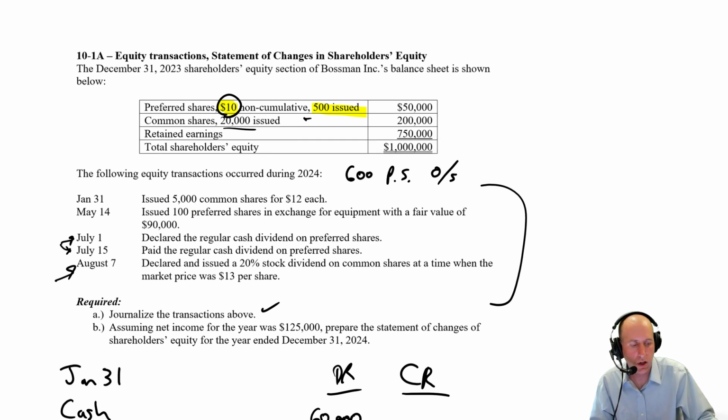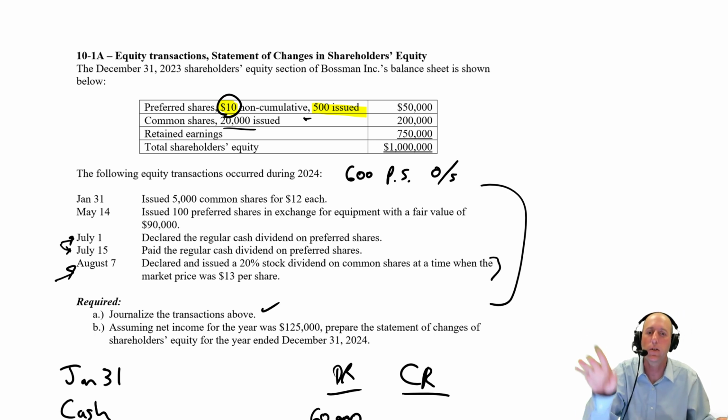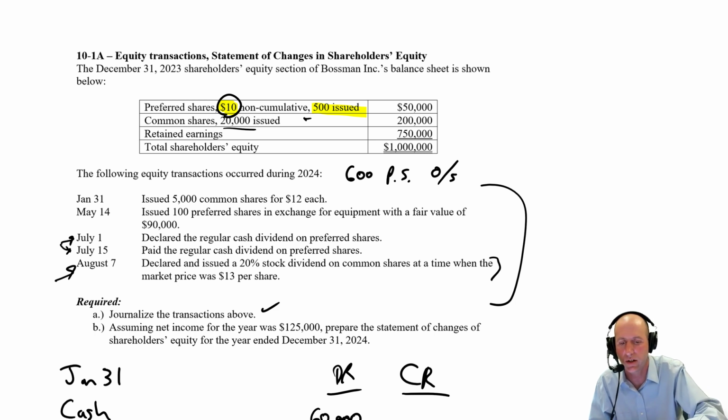Now, what is a stock dividend? It's what it sounds like. We're giving a dividend, but we're not paying money. We're just giving them new shares. We're issuing new shares to our existing shareholders.